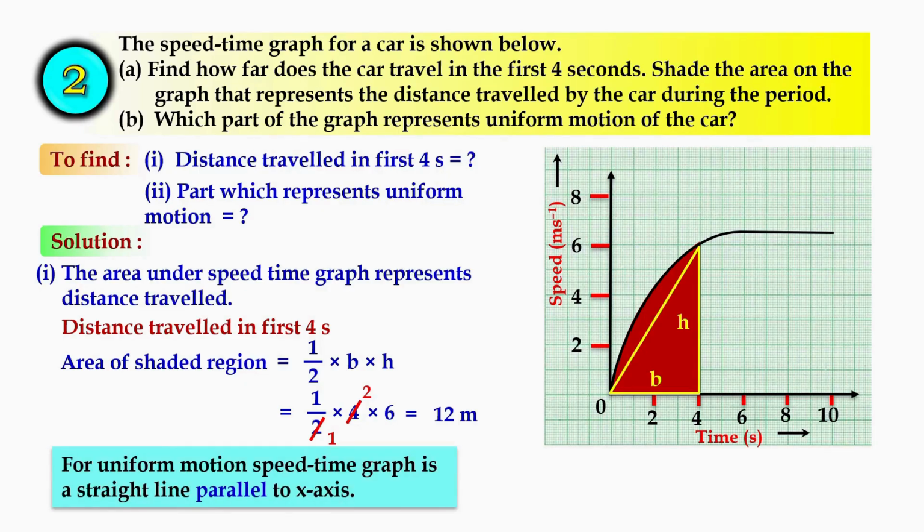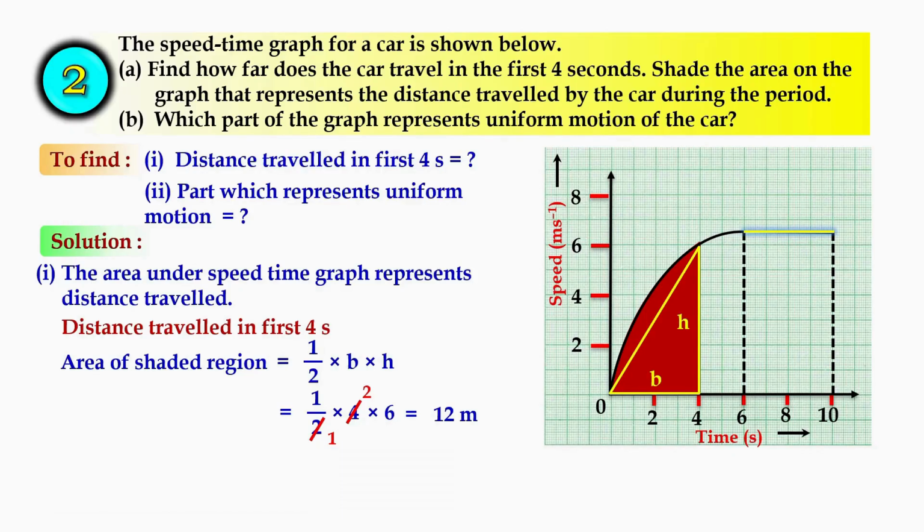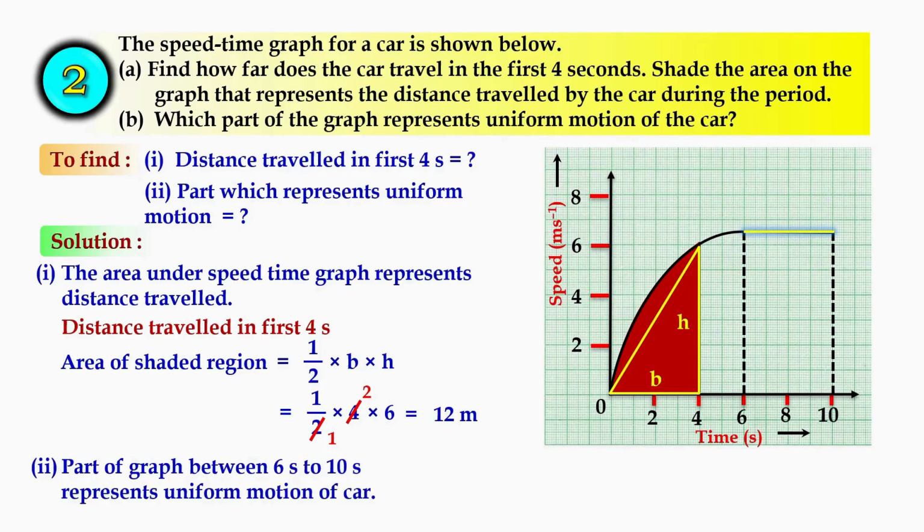Now let us answer the second question. Uniform motion means the speed remains constant. In a speed-time graph, constant speed is represented by a straight line parallel to the time axis. From the graph, we can see that the line becomes horizontal from 6 seconds to 10 seconds. Therefore, the part of the graph between 6 seconds and 10 seconds represents uniform motion of the car.